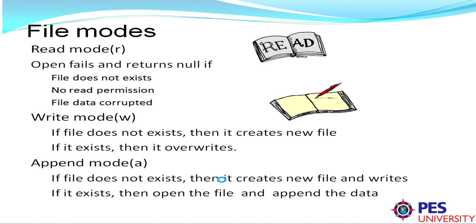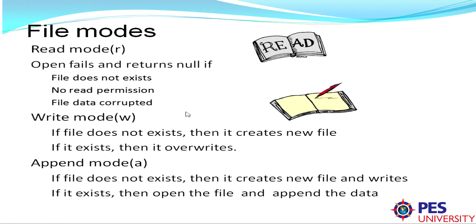And when you open a file in write mode, if the file does not exist, then it creates a new file. If it exists, then it opens the same file and overwrites the content. So that's the write mode. Whereas in the append mode, if the file does not exist, then it creates a new file and writes to it. And if it exists, then it opens the file and appends the data.